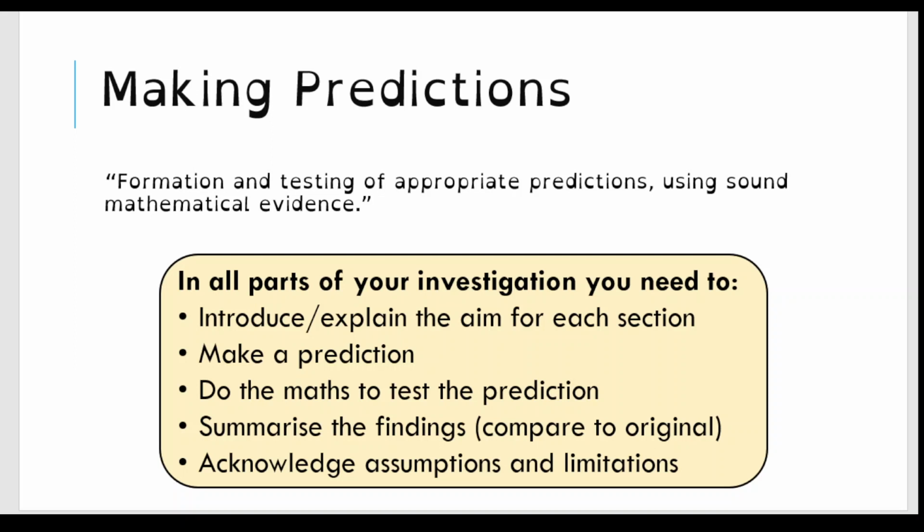So you're going to say, was the prediction supported or was it not supported? If it wasn't supported, that is absolutely fine. You might have made a pretty sound prediction, but it might just have come out completely different, and that's okay. It is also really important to acknowledge the assumptions and limitations. So whenever you are doing a calculation, we're assuming a lot of things to make it easier for ourselves or to make it possible to calculate. Whenever we do make an assumption, it limits the accuracy, or it limits the realisticness of the investigation. So we need to talk about that.